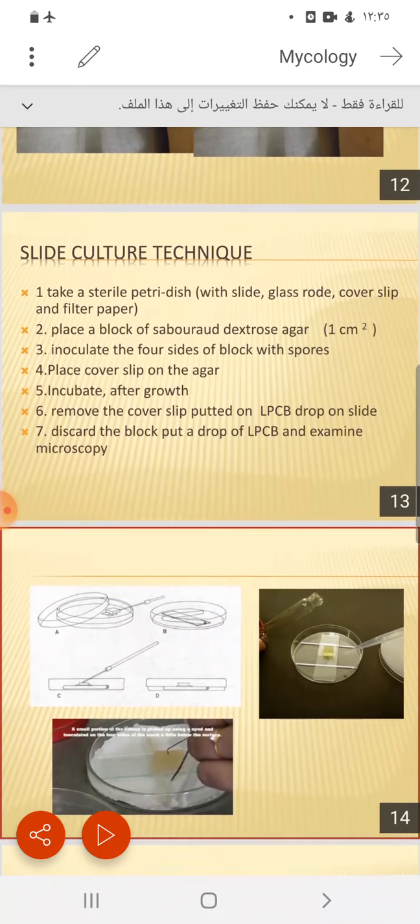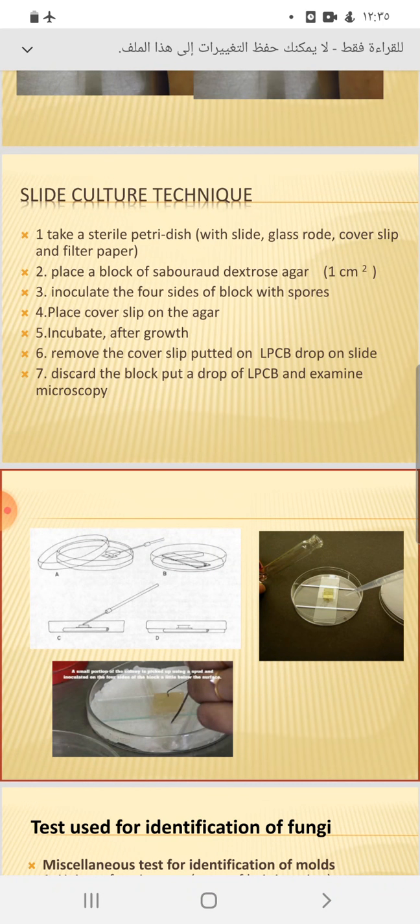First step, we should take a sterile petri dish. Then put inside this dish 2 glass rods. Over the glass rods we put a sterile slide, and then we take a block of non-inoculated Sabouraud dextrose agar, about 1 cubic centimeter. Put this block over the slide, and then we should inoculate the 4 sides of the block with spores.